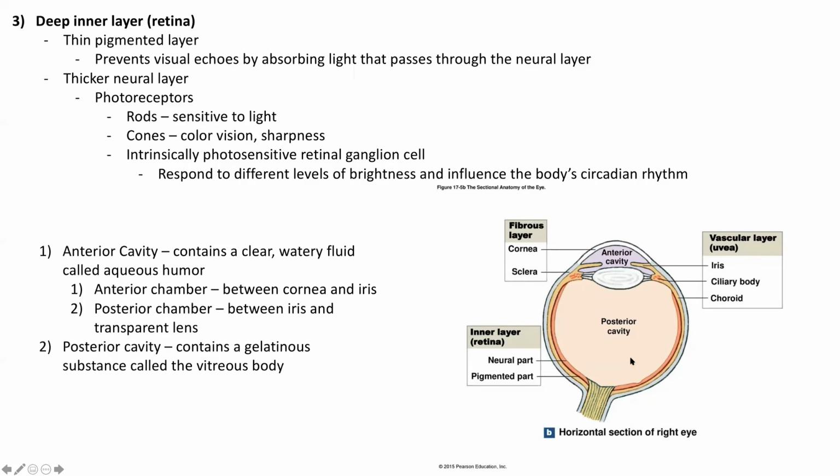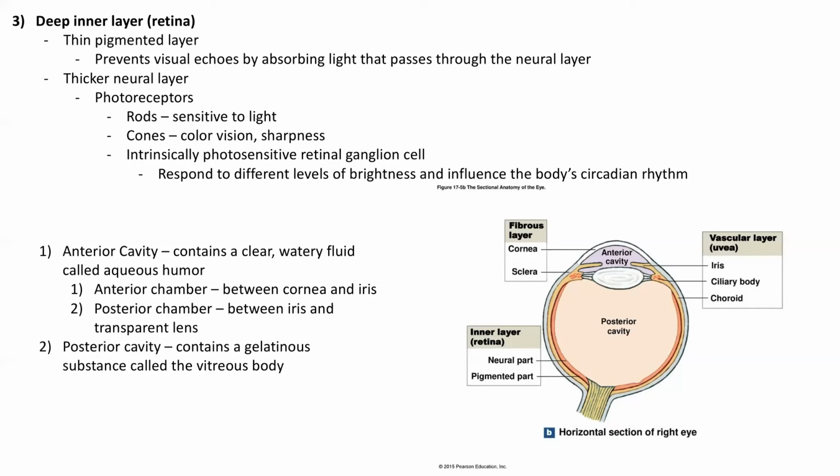Sorry. So with the thick neural layer, we have rods and cones. Rods are sensitive to light, and the cones are color sensitive. They help with color vision and sharpness and clarity of the image. And then we have intrinsically photosensitive retinal ganglion cells. These respond to different brightnesses to help the body with its circadian rhythms. So those are all photoreceptors within the neural layer.